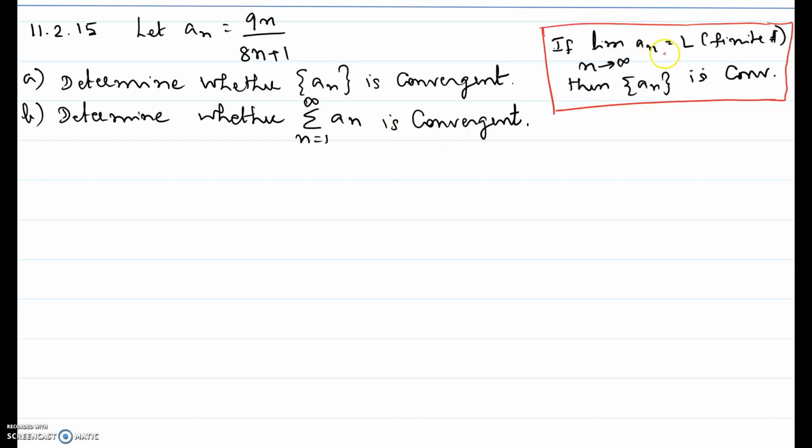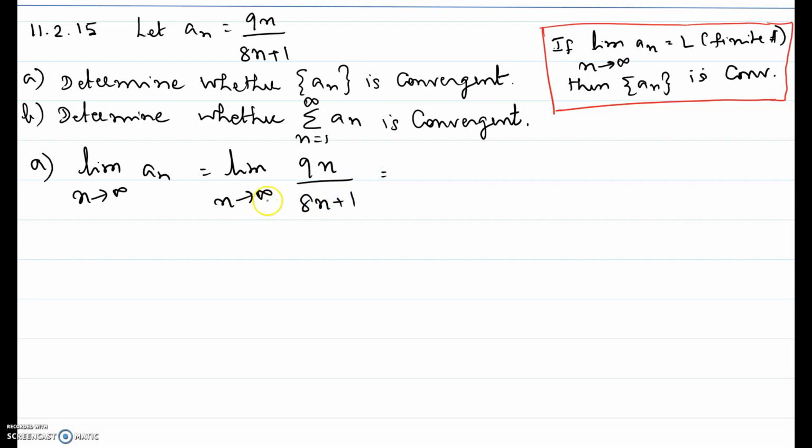If the limit of the nth term a sub n equals L, where L is a finite number, then the sequence is convergent. This is what we saw in one of the earlier problems as well. So in order to determine whether the sequence is convergent, which is the first part of the problem, we'll find out the limit of the nth term. Limit as n approaches infinity of a_n is the limit as n approaches infinity of 9n over 8n plus 1.